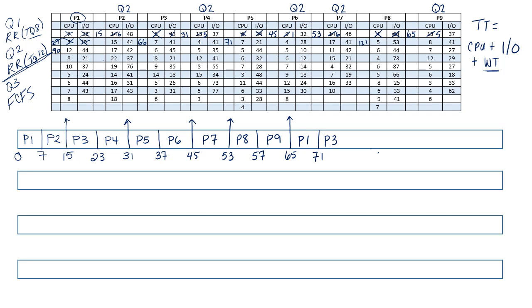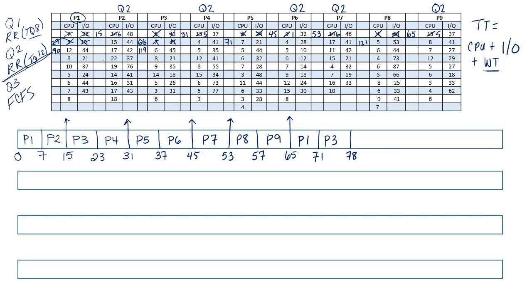P3 will go until time 78, and then go out to I/O for 41 time units and come back at time 119. Hopefully I'm doing my math right. If I was doing this not recording, I would make sure I have a calculator to check my math.